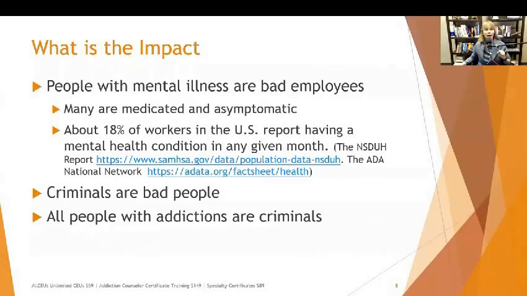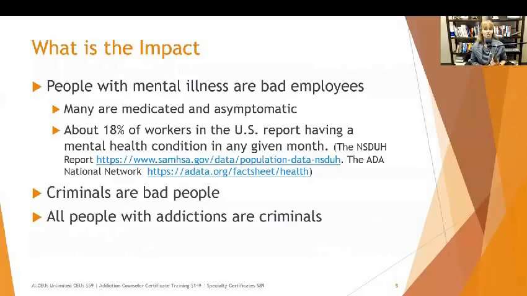Okay, criminals are bad people, and all people with addictions are criminals. We're going to cover both of these together. Now, there isn't a lot of data on this. There's a lot of data that indicates that people who are in jail tend to have addictions, and 80% of crime is related to drugs, and so on. But we've got to look bigger than that.